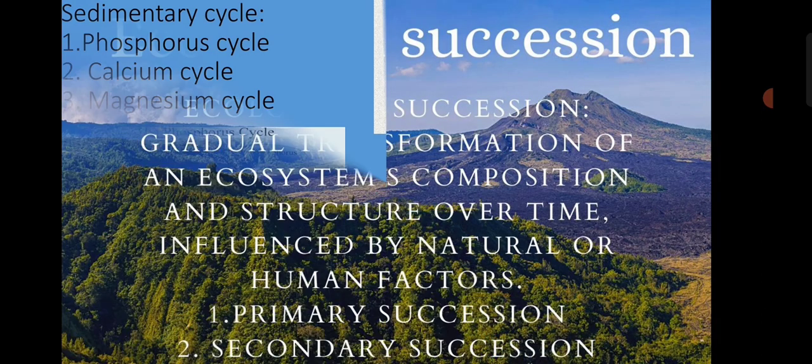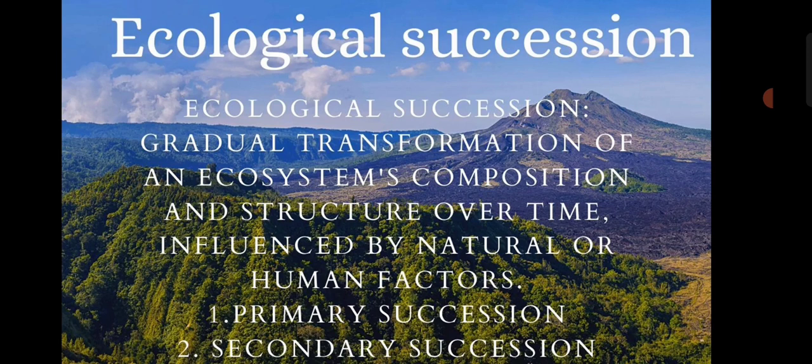Now coming to the next slide, here I will be talking about the ecological succession. So ecological succession refers to the gradual process of change in an ecological community over time. It describes how the composition and structure of an ecosystem evolve in response to various factors like natural disturbances, climate change or human activities. So there are two main types of ecological succession. The first one is primary succession and the second one is secondary succession. I will be dealing with both the types one after the other.